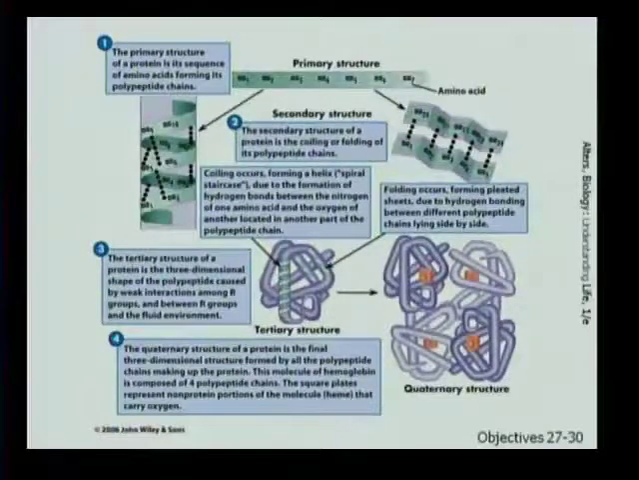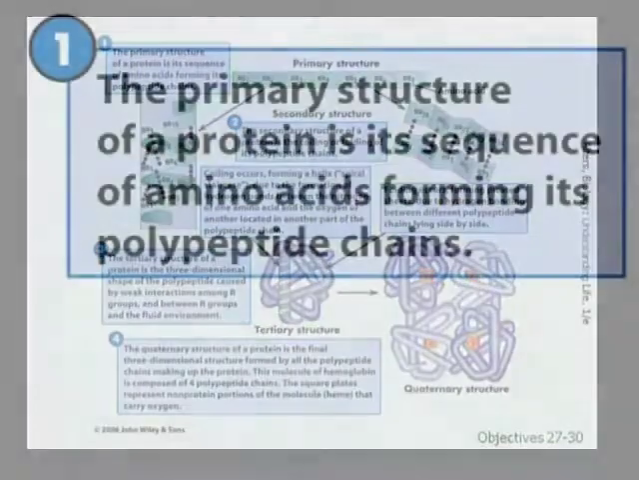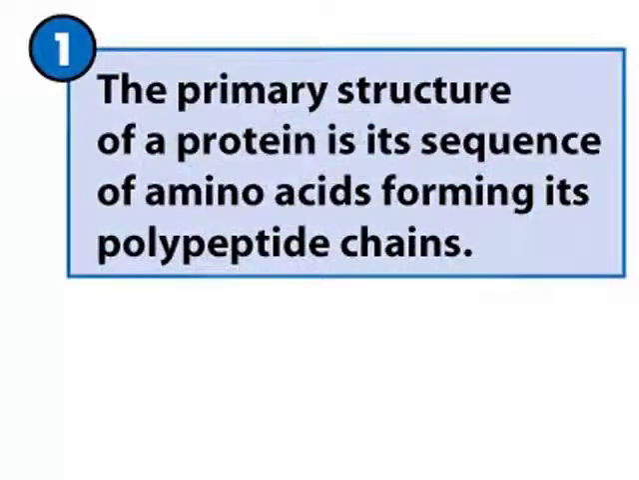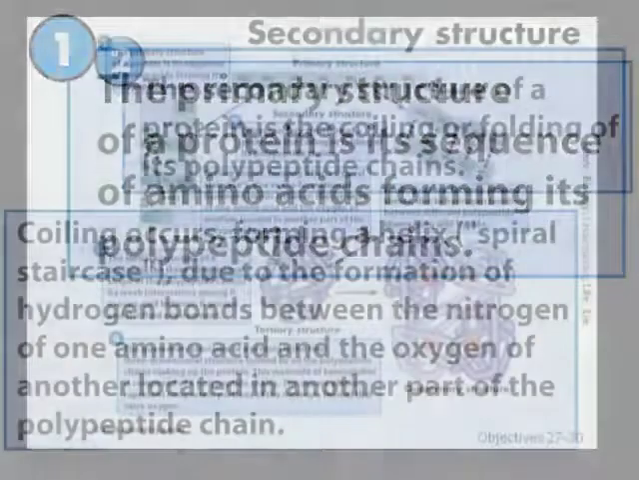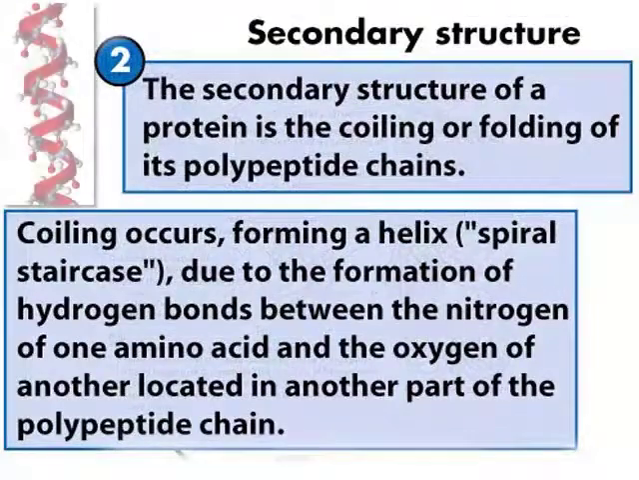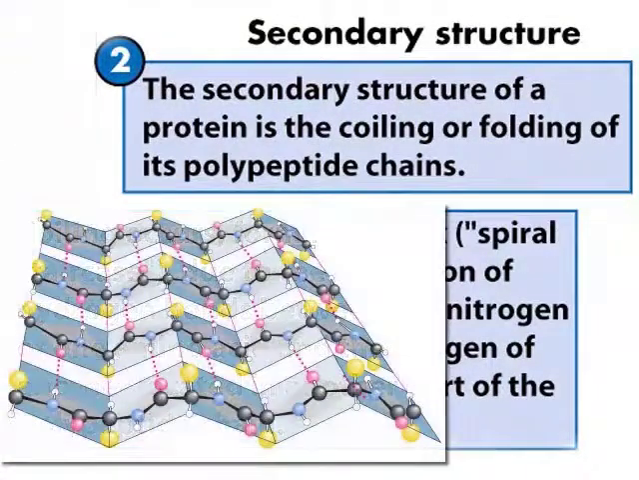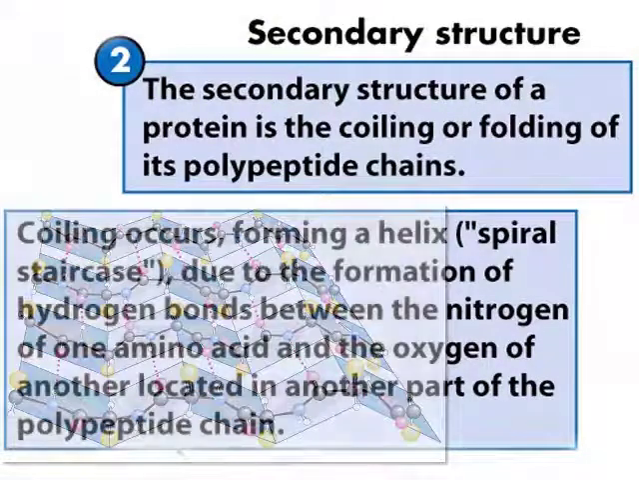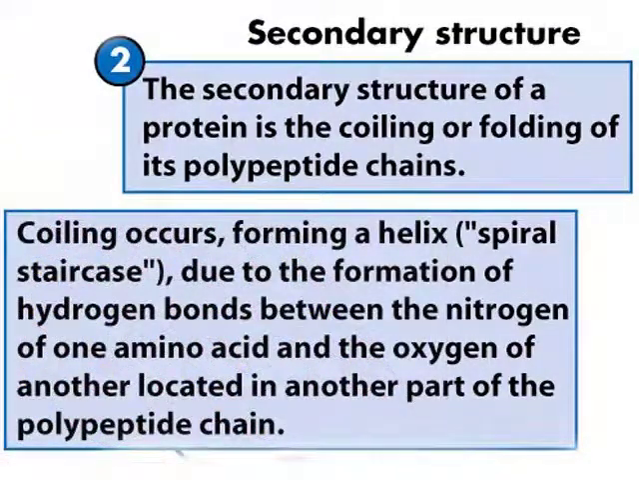So this slide takes you through primary, secondary, tertiary, and quaternary structures step by step. The primary structure of a protein, as I said earlier, is its sequence of amino acids forming the polypeptide chains. The secondary structure is either coiling in the case of alpha helices or folding in the case of beta-pleated sheets of the polypeptide chains.